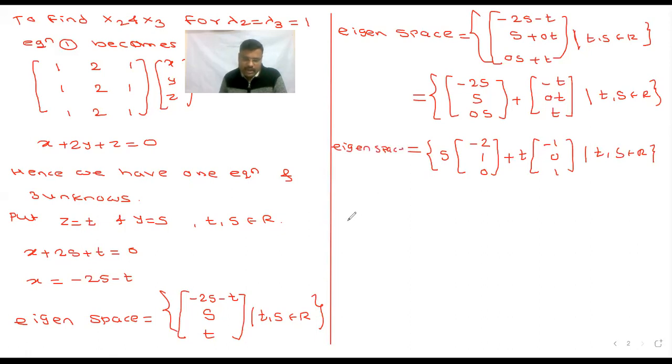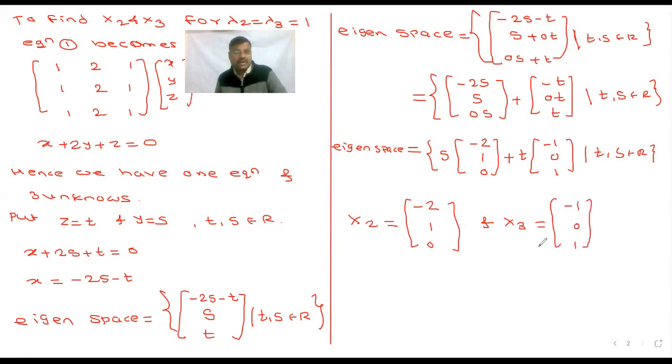So what is the eigenvector? x2, x2 and x3. Which one to call x2 and which x3 is your choice; either way is fine. So x2 equals minus 2, 1, 0 and x3 is equal to minus 1, 0, 1. We got the two eigenvectors. Clear? Or 1, 0, minus 1 and 2, minus 1, 0. Okay, these are the two eigenvectors we got.